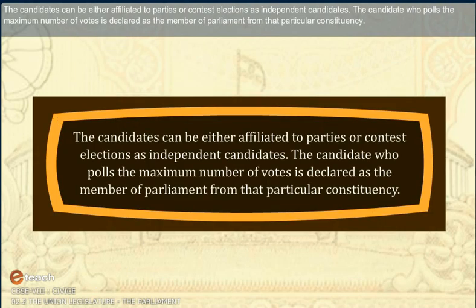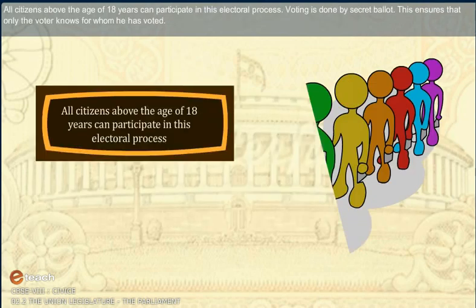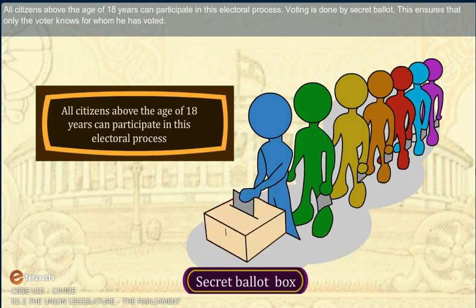Candidates can be either affiliated to parties or contest elections as independent candidates. The candidate who polls the maximum number of votes is declared as the Member of Parliament from that particular constituency. All citizens above the age of 18 years can participate in this electoral process. Voting is done by secret ballot. This ensures that only the voter knows for whom he has voted.